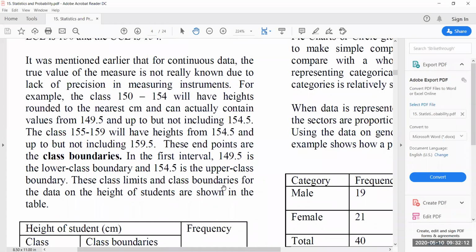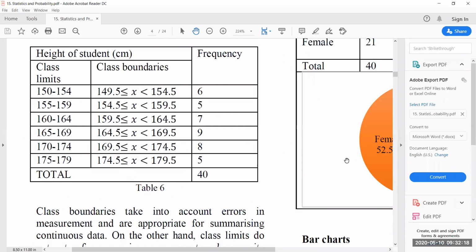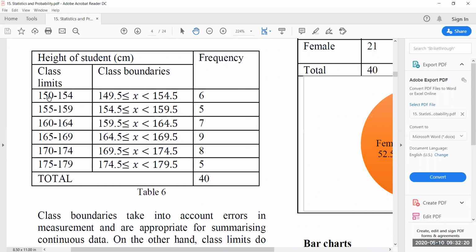These class limits and class boundaries for the data on the height of students are shown in the table below. So we have the height of the students here, and we list all of the heights that we were using here. Now, X will represent the data, and it can be between 149 and 154. You're seeing that?